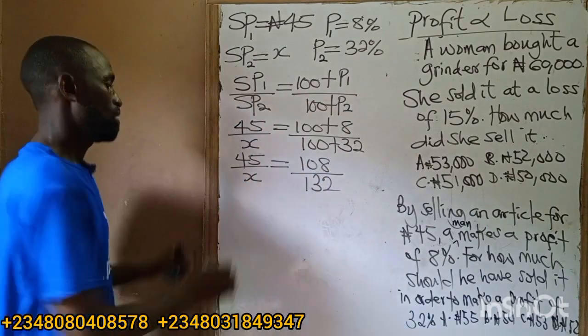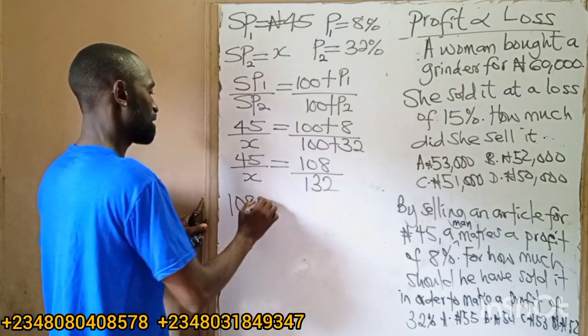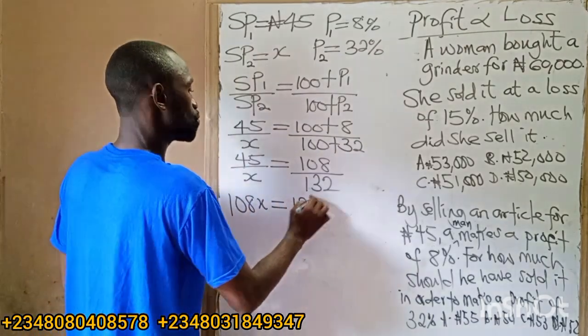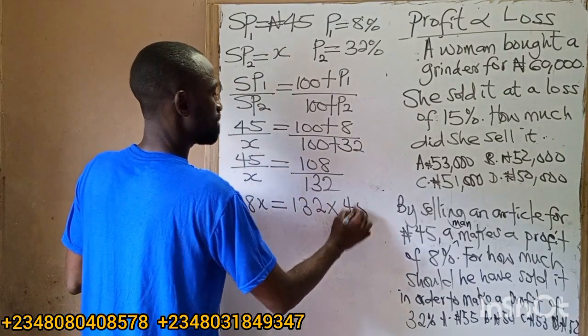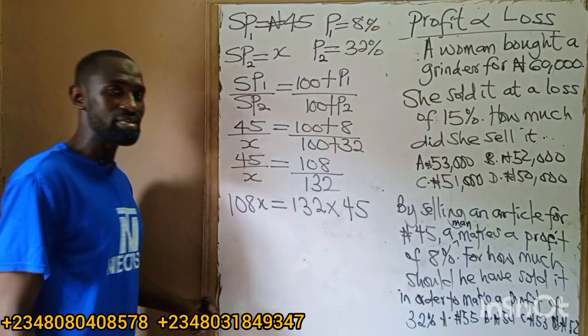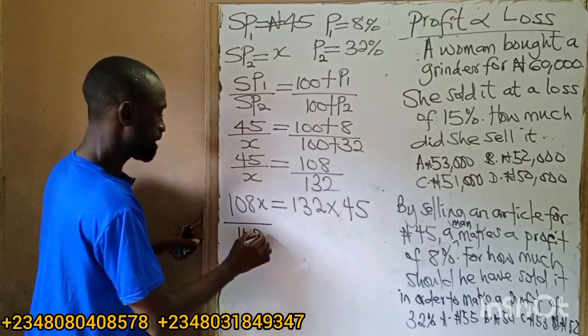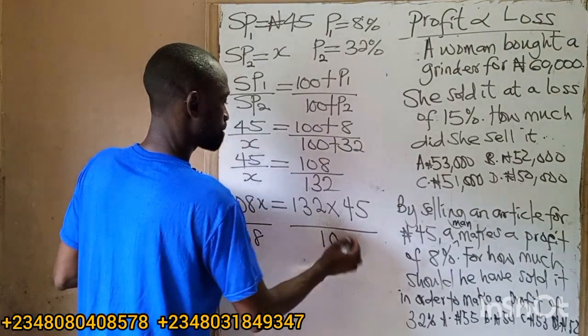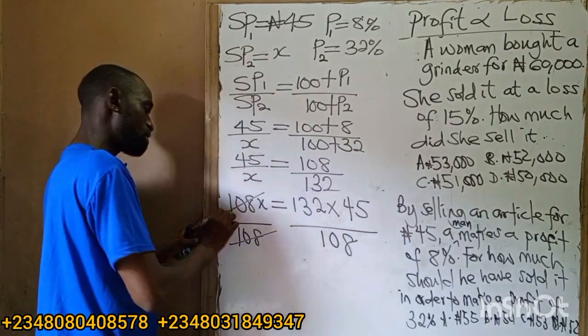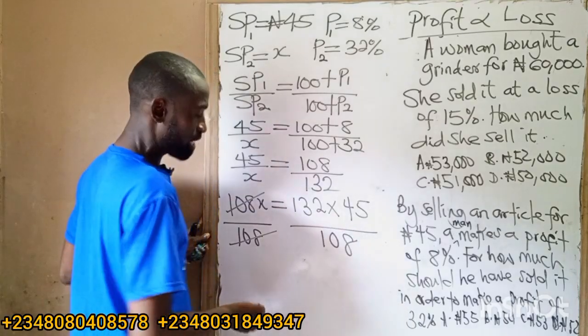What's the next thing? We'll cross multiply. We now have 108x equals 132 times 45. What is the next thing, class? We divide through by 108. So we have 108 over 108. 108 will cancel 108.